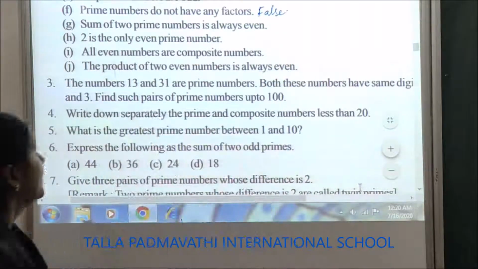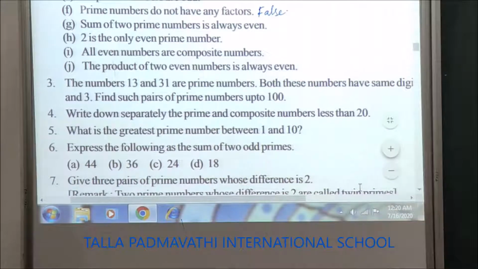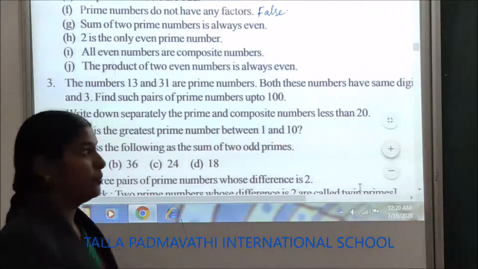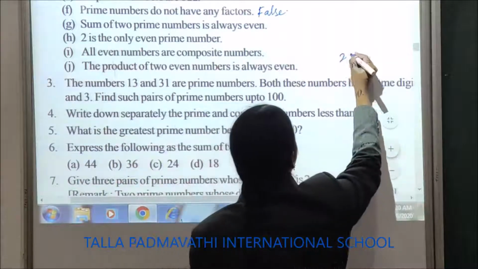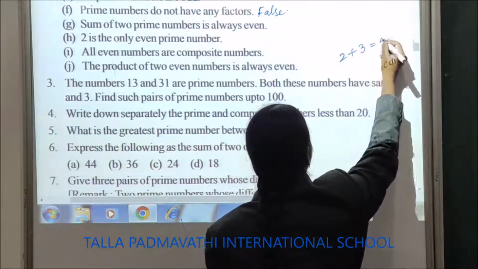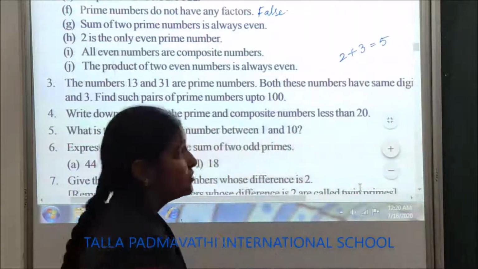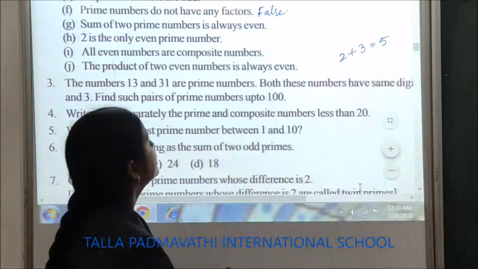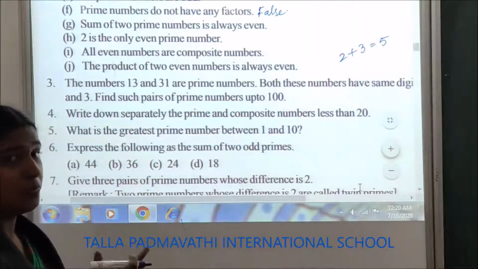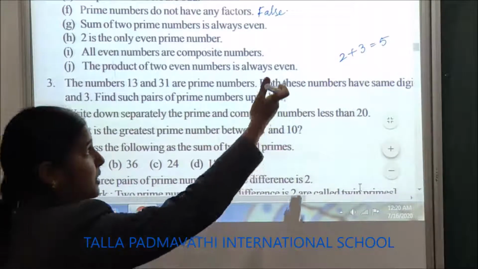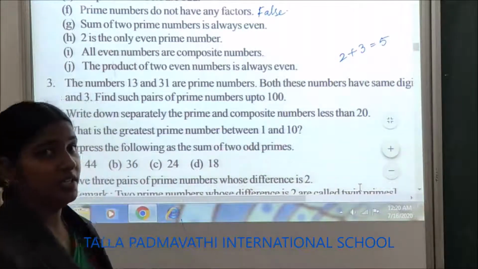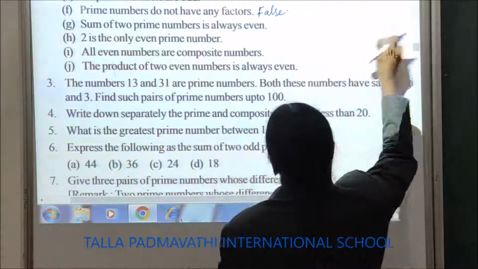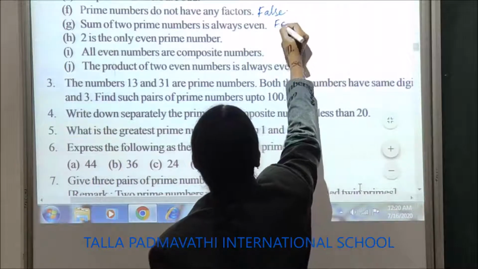Next. Sum of 2 prime numbers is always even. Let us take 2 prime numbers, that is 2 and 3. Is it always even? This is a prime number and this is a prime number. Is the sum of 2 prime numbers always even? But no, we got odd. It may be even or it may be odd. So it is false. It is not always even.